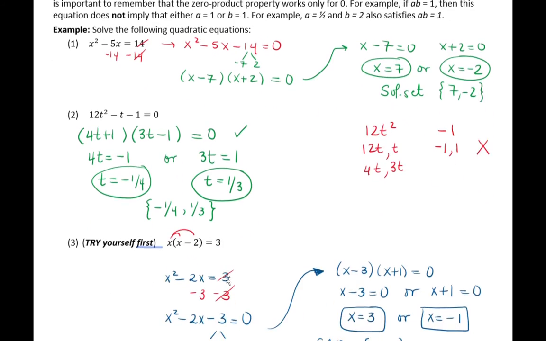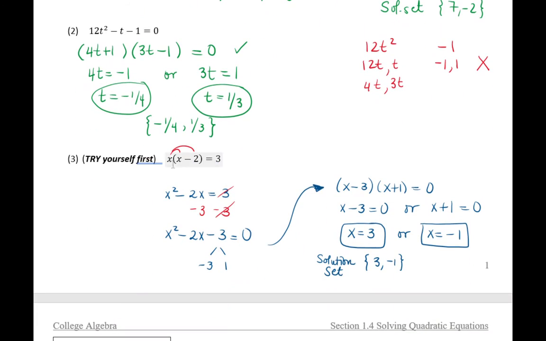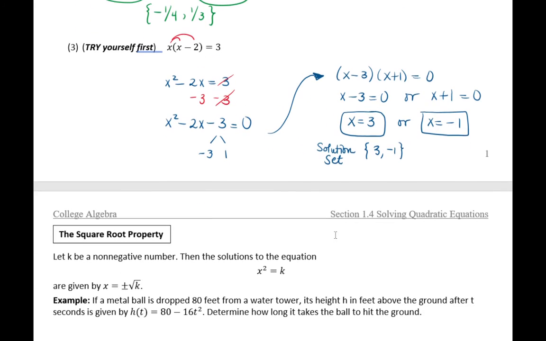Now here's a solution for that problem. Just don't forget, you can FOIL this x and make it a quadratic equation and set one side equal to 0 and then factor. This is the way for this problem. You can check that. Now the next one is the square root property.